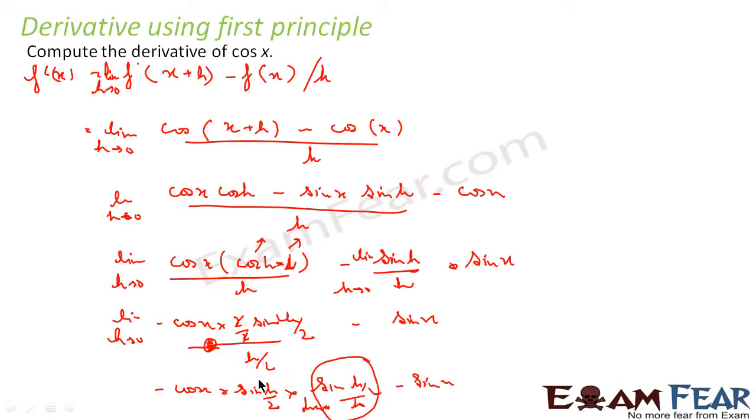Now this becomes 1, this becomes 0, since sin(h by 2) is 0, right? And this becomes 1. So 1 into 0 into 1 is 0, and it becomes 0 minus sin x, which is minus sin x. What we have done is we have made cos h minus 1 to be minus 2 sin square(h by 2). And then we made sin(h by 2) by (h by 2) as 1, and sin(h by 2) as 0 because sin of 0 is 0 and cos of 0 is 1. So 1 into 0 into 1 is 0, and 0 minus sin x is minus sin x. That's the value of the derivative of cos x.